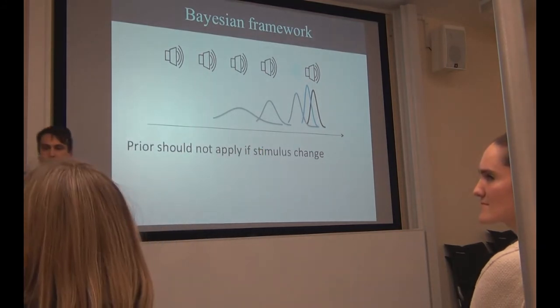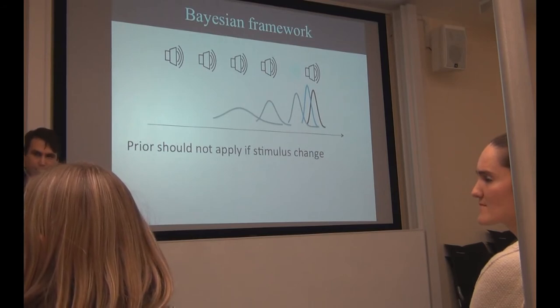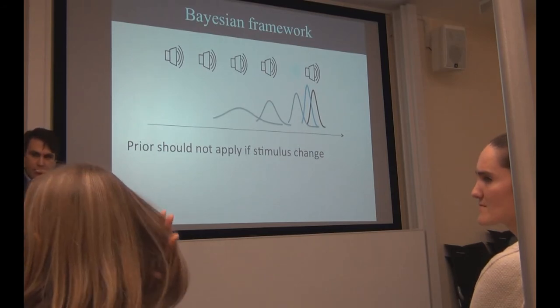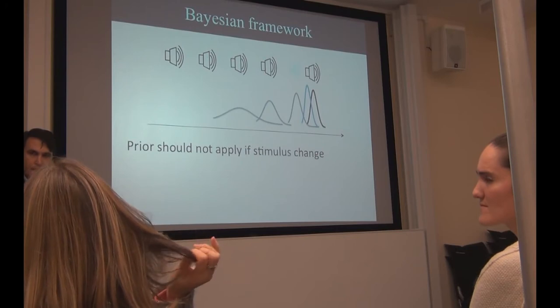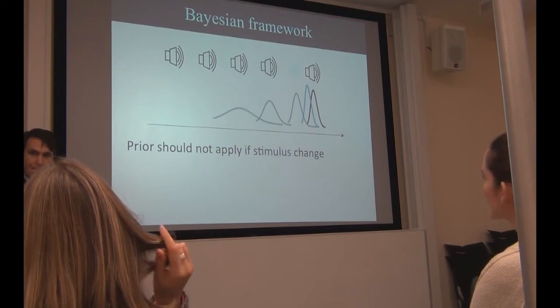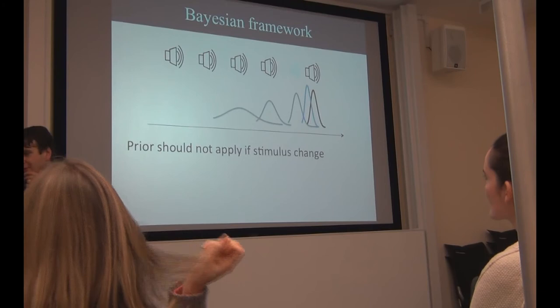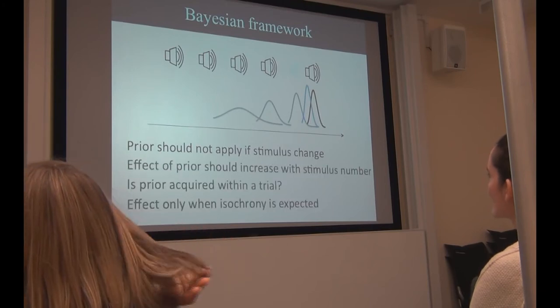In the first experiment, you still find an effect where there's a sequence of 3, 4, or 5, which means that you're basically forgetting this prior from one trial to the next. Okay. I skip this and I show you the next experiment.